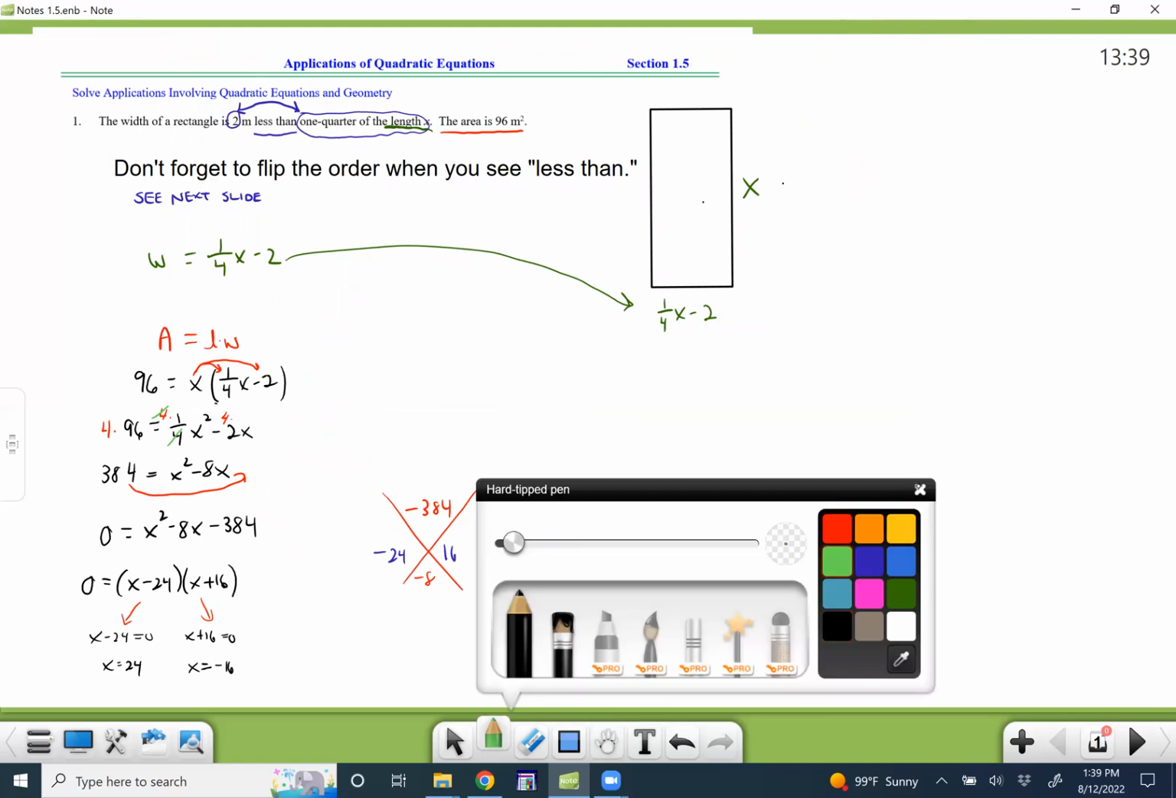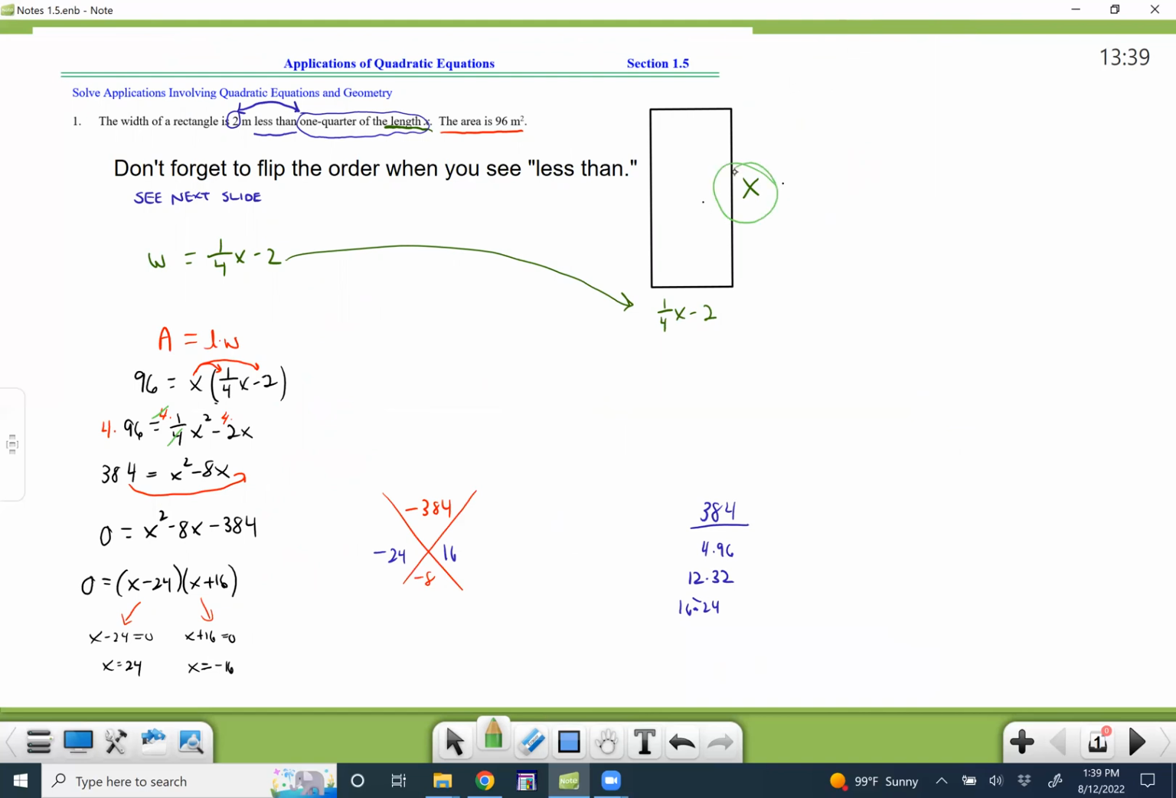Now remember what x stands for. If you look in our picture, x is the length of the rectangle. Well, the length of a rectangle can't be negative. Nobody gets out a tape measure, measures the rectangular table and is like, yeah, it's negative 16 feet, right? So anytime that you have a negative length, you're going to cross it off. So let's just put no negative lengths or distances. Okay. All right. So that means that the answer has to be 24, or at least part of the answer.